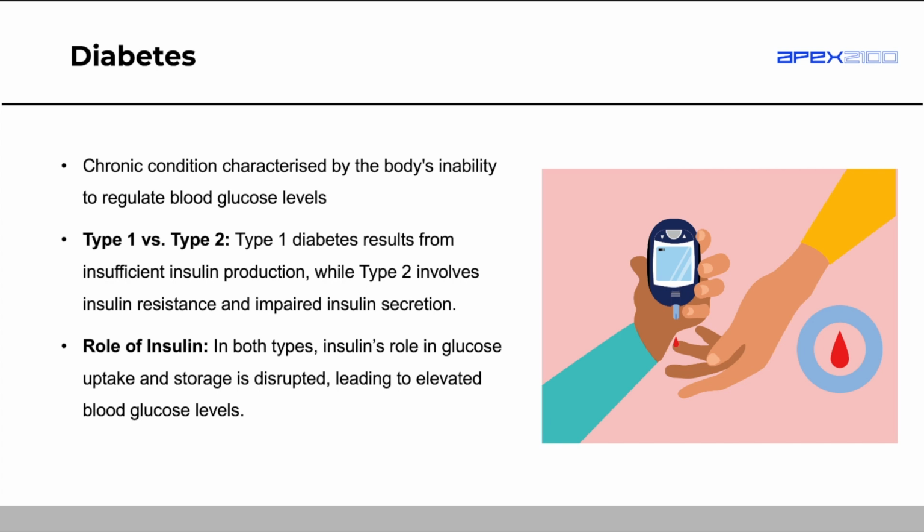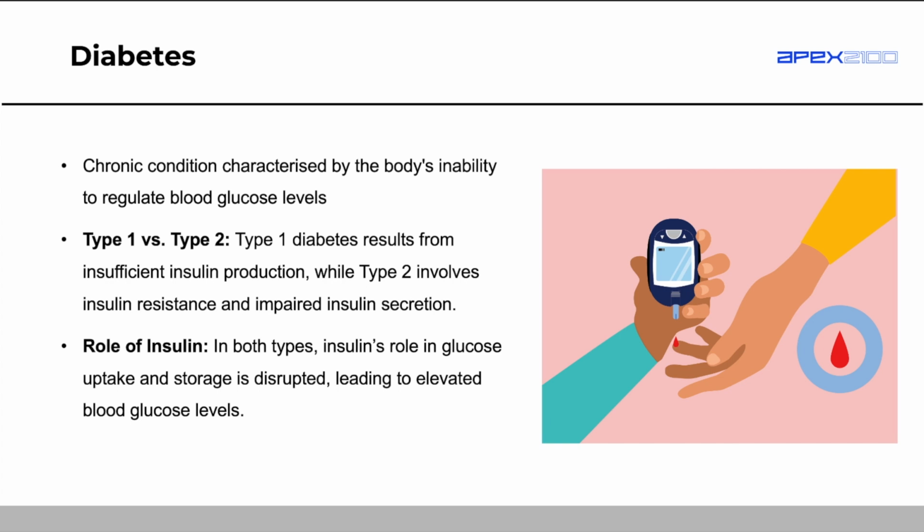Now, in type 2 diabetes, this is slightly different. It's characterized by insulin resistance. So in this case, the body still produces insulin, the pancreas produces insulin, but the cells are less responsive to it. The cells don't recognize it anymore. And over time, this may also cause the pancreas to produce less insulin, because why would it produce insulin if it's not working, if the cells aren't responding to it? So in both types, there's a disruption in insulin's role, and that leads to various complications associated with high blood glucose levels.